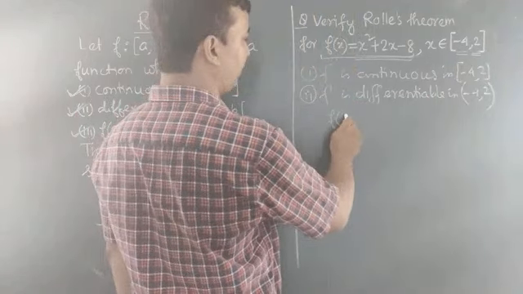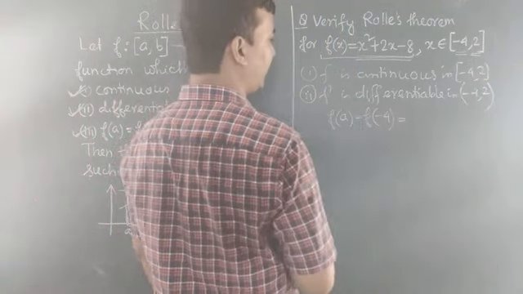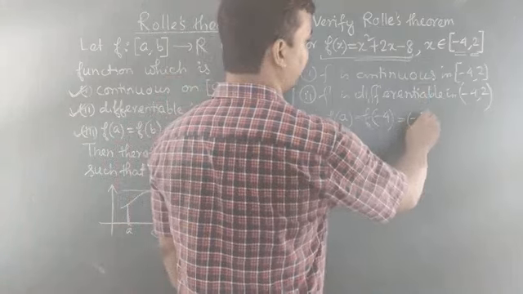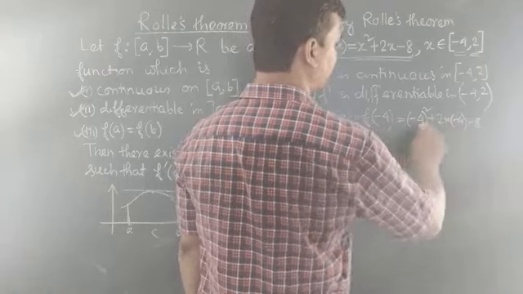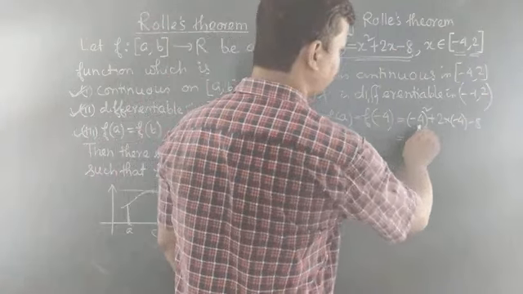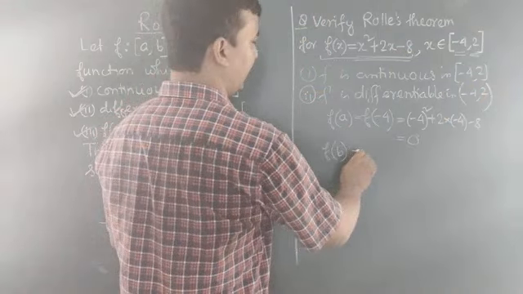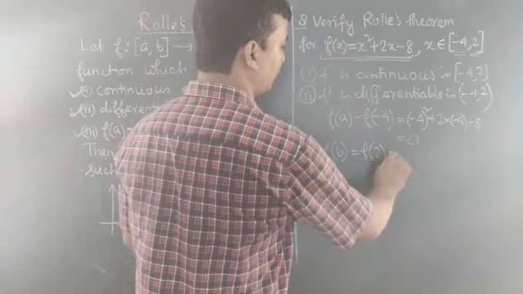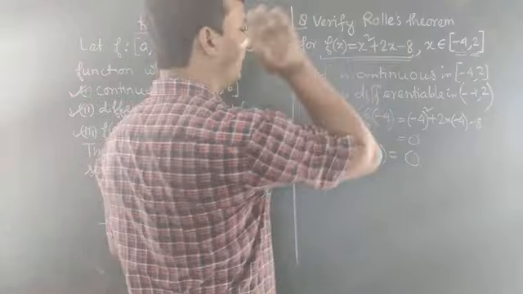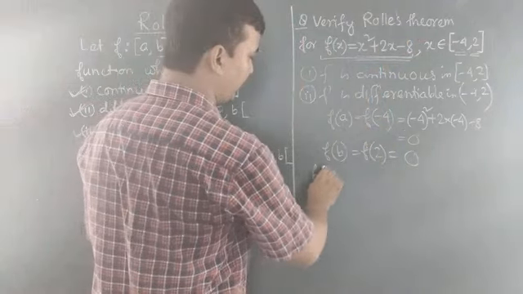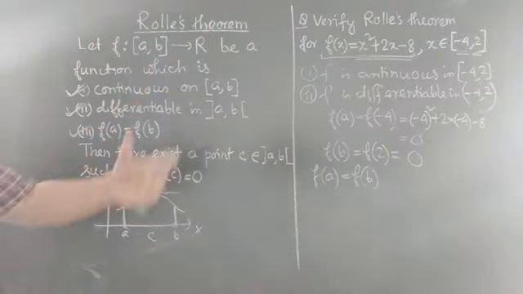So let me calculate f of a. f of a is equal to f of -4. So what will be the value of f of -4? It is (-4) whole square plus 2 into -4 minus 8. This will give 16 minus 8 minus 8, so this will give 0. Similarly, f of b is also equal to f of 2; this value is also equal to 0 if we put x equal to 2 in the given function. Now f of a equals f of b, so the third condition is also satisfied by the given function.